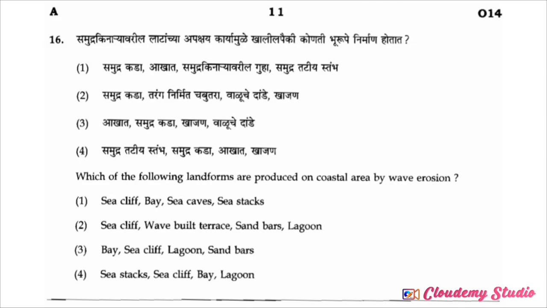Now a previous year question based on it. Landforms at the coastal area by wave erosion. Erosion is the most important word. Now first option: sea cliff, bay, sea caves, sea stack. As we have studied earlier, all these are erosional landforms.